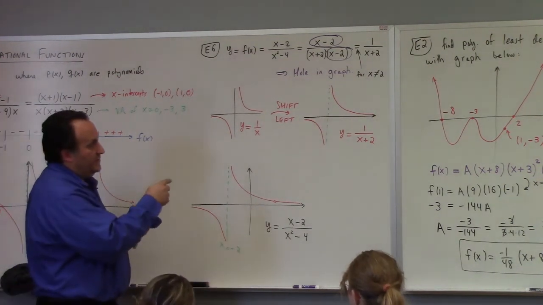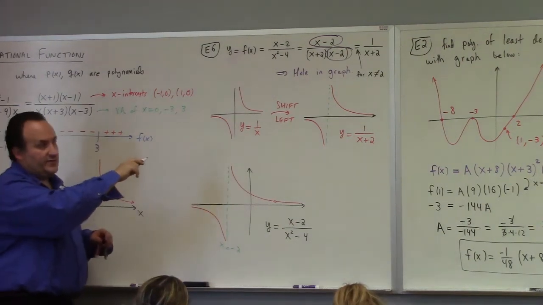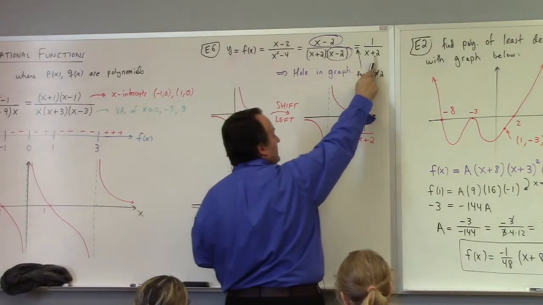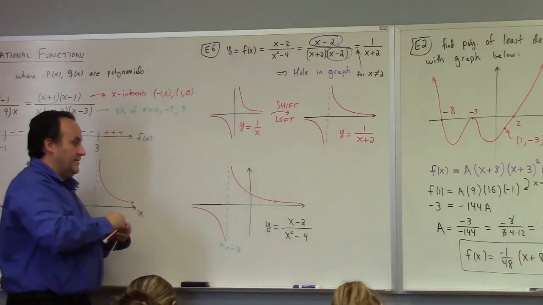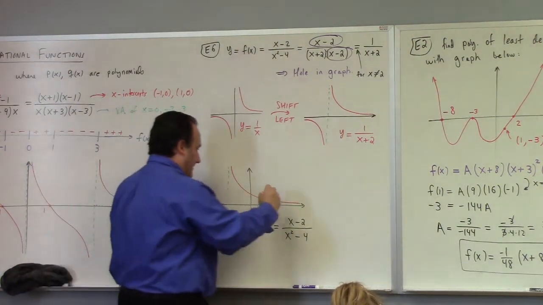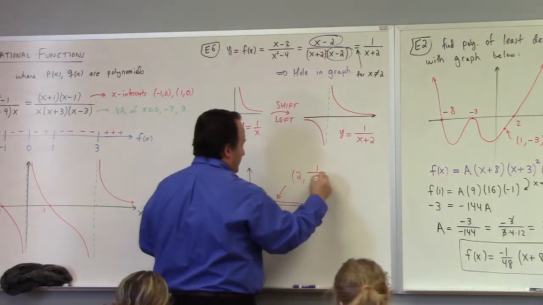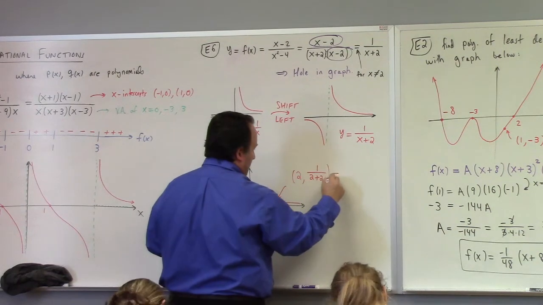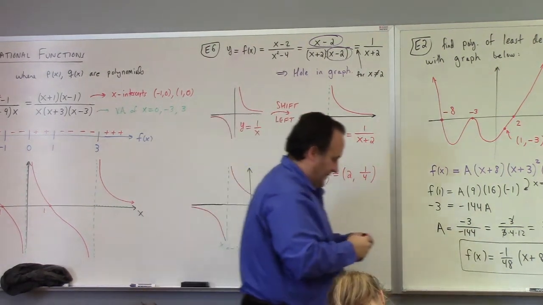To figure out where the hole is, use the formula right after. See this formula right here? We can use that formula to figure out where the hole actually is. It would be at 2 comma, we use that formula, 1 over 2 plus 2. So the hole is actually at 2 comma a quarter, for what it's worth.